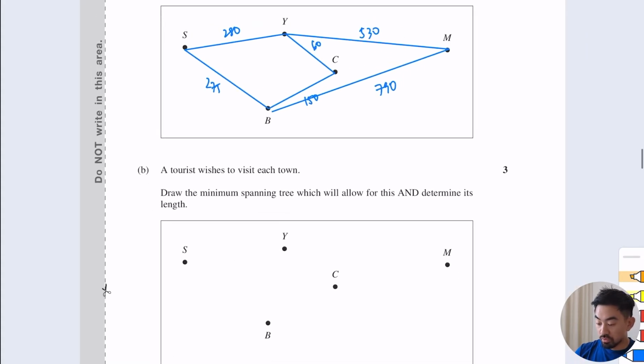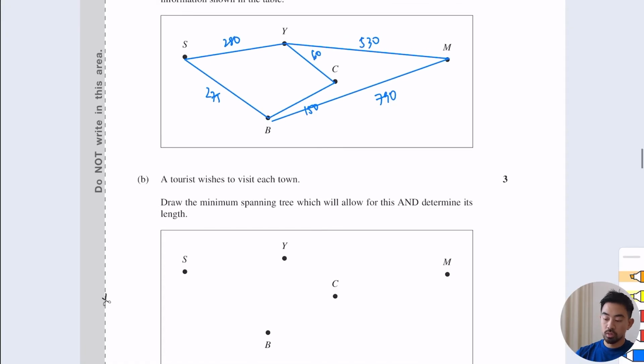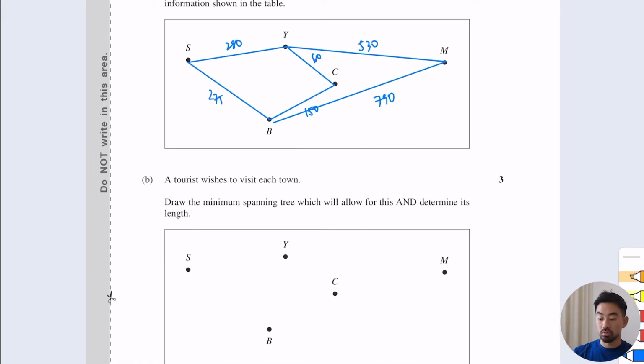A tourist wishes to visit each town. Draw the minimum spanning tree, which will allow for this and determine its length. Okay, so depending on what algorithm you're going to use to find the minimum spanning tree, it shouldn't matter because it seems there's only going to be one answer. So I'm going to go for Prim's, which is basically you start at a vertex and you choose the next smallest edge that's already connected.